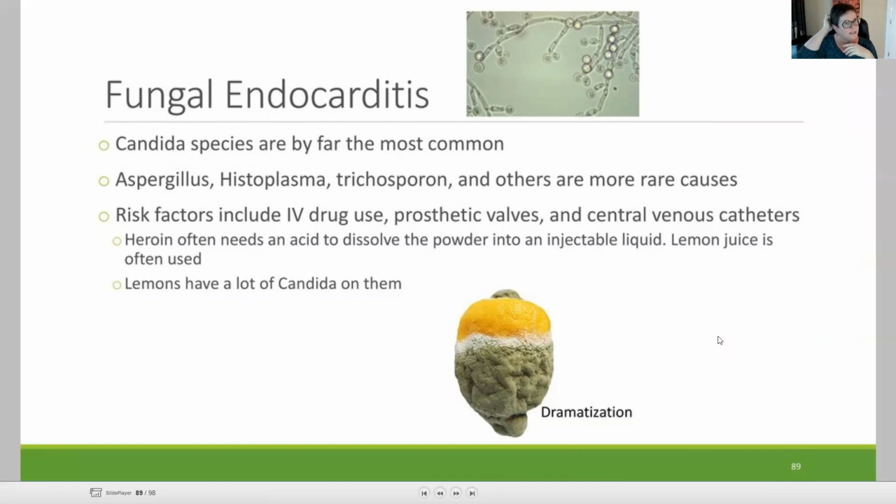Fungal endocarditis. Candida species are by far the most common. Risk factors include IV drug use, prosthetic valves, and central line catheters, and that's important to remember. But I thought this was really a great piece of trivia. Lemons have a lot of candida on them. So if you are grating your lemon to put into a recipe, make sure you give them a good scrub before you do that.